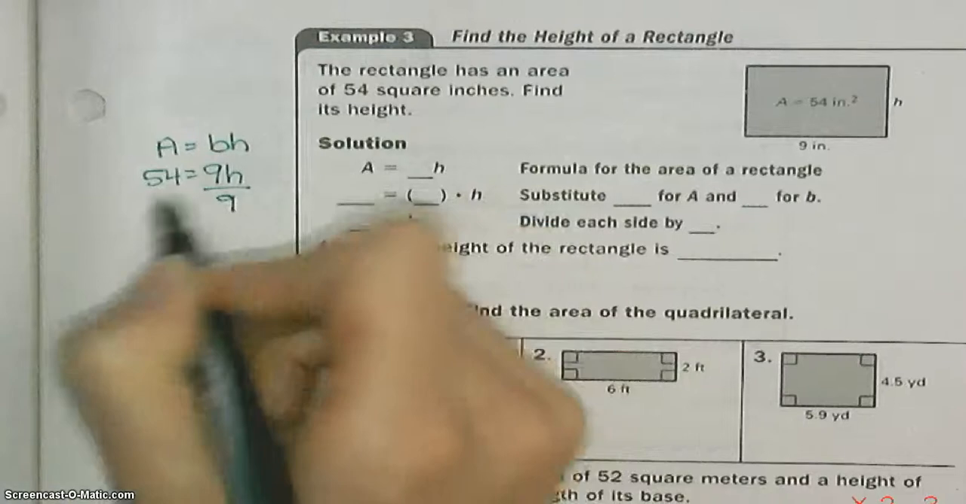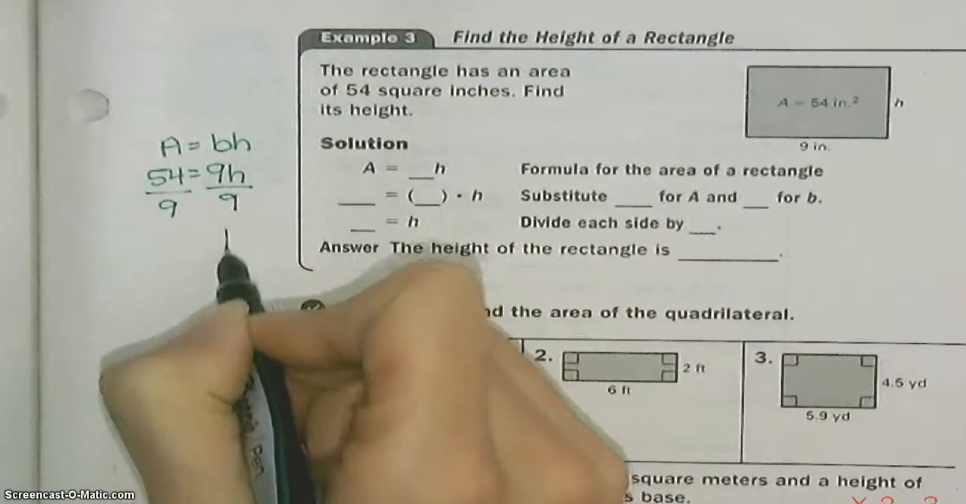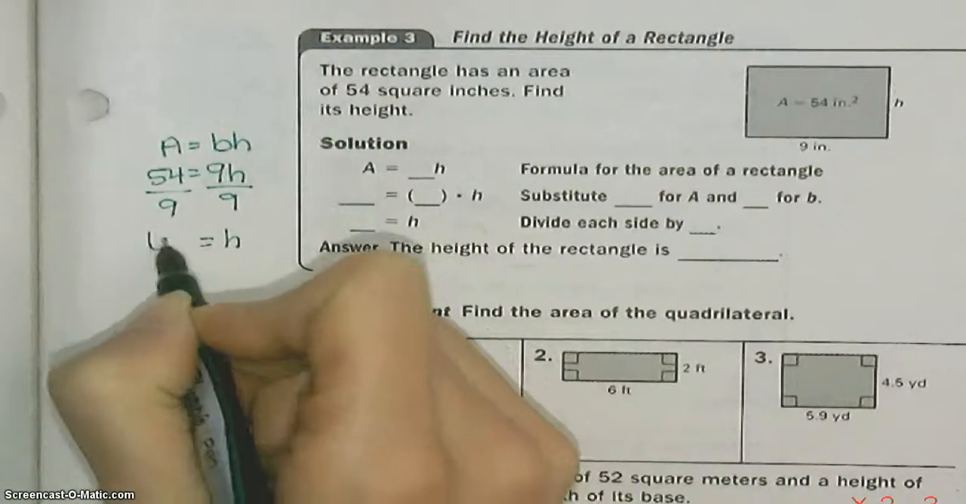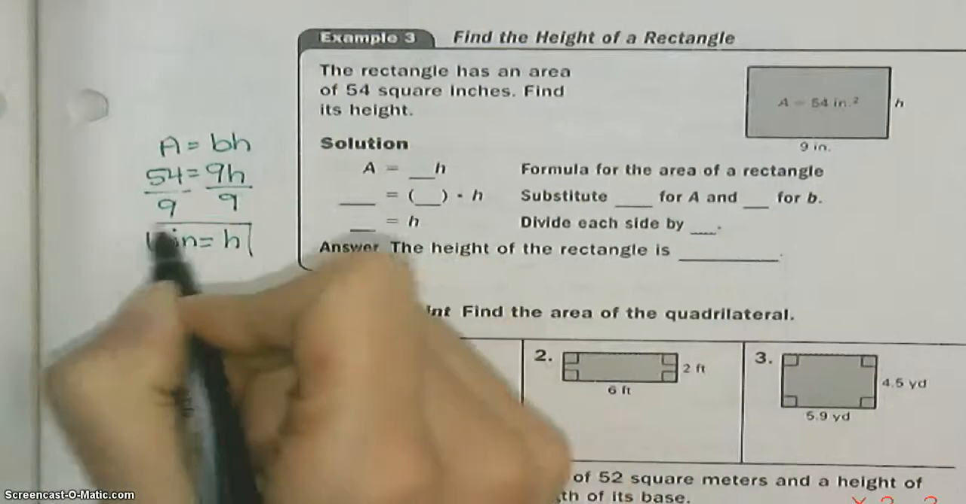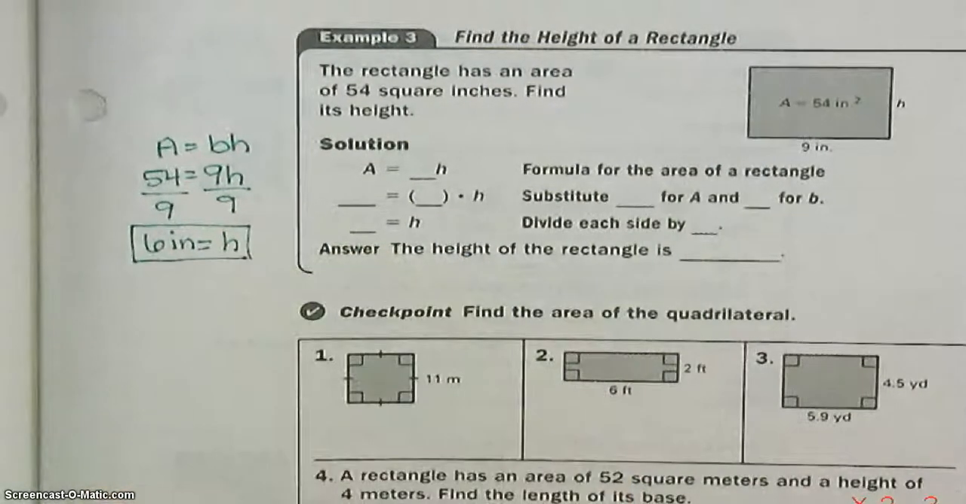And that's what it wanted. It wanted us to find the height. So h equals 6. And height is always just in regular units. The height is 6 inches.